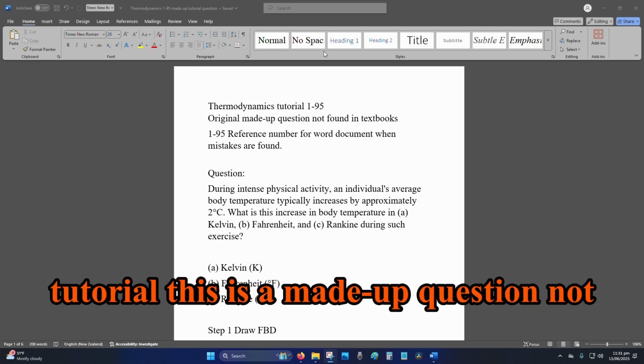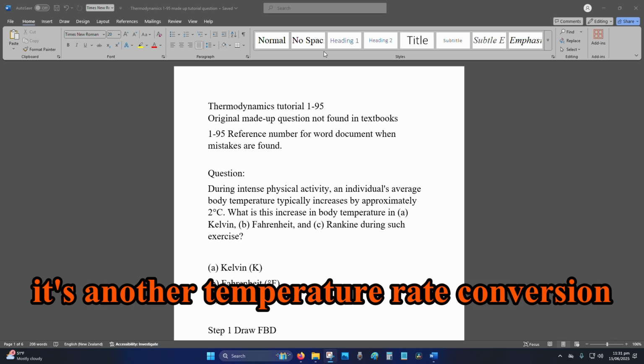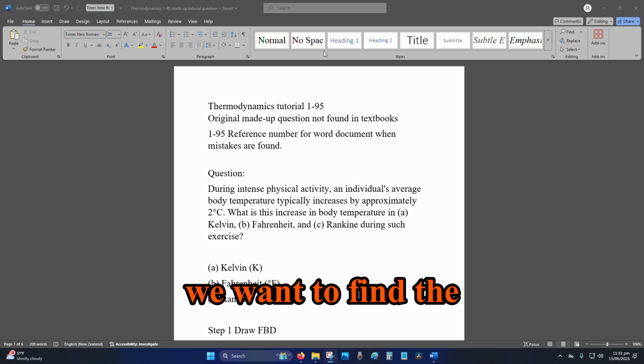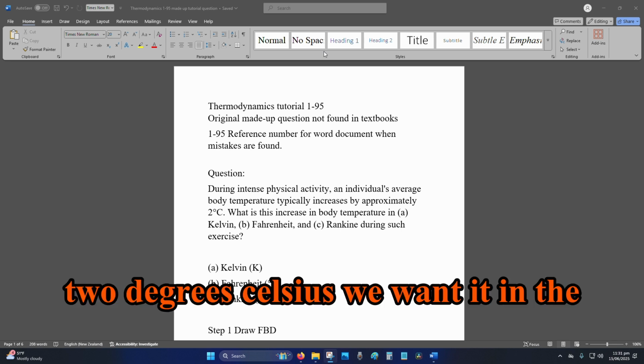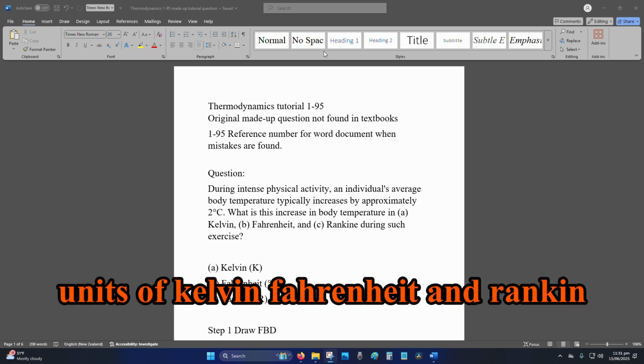This is a made-up question not found in your textbooks. It's another temperature rate conversion. We want to find the body temperature rise by 2 degrees Celsius. We want it in the units of Kelvin, Fahrenheit, and Rankine.